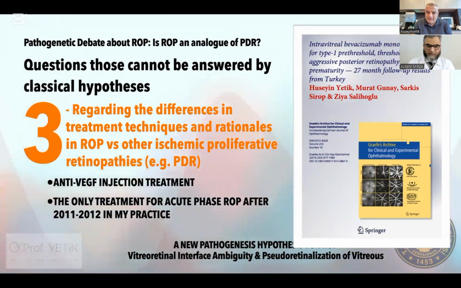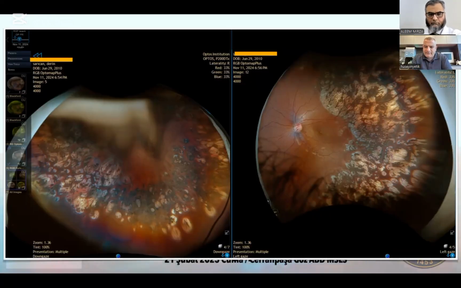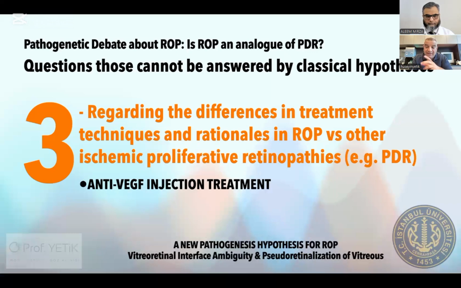Can I continue? Okay. And also, the classical hypothesis claims that we would perform laser to the avascular area and we would stop the vascular proliferation. But if we really look in detail at the lasered area, normally vasculature continues to grow onto the lasered area as well. So the promoted pathogenesis cannot explain very important points of ROP.